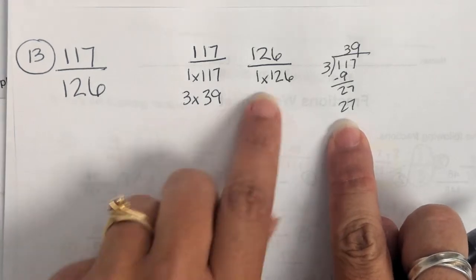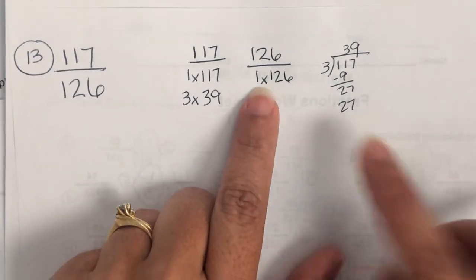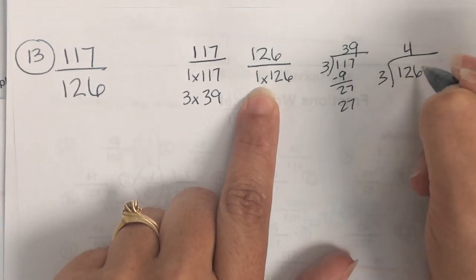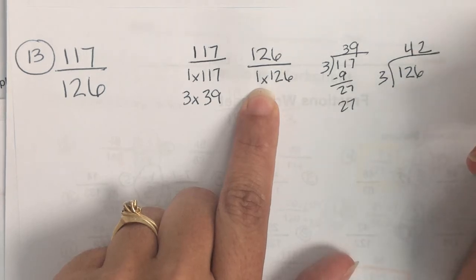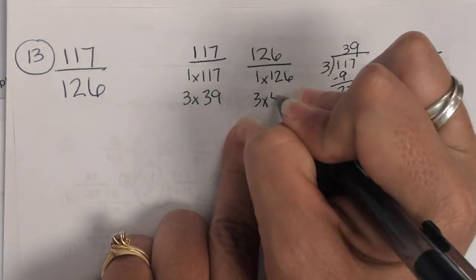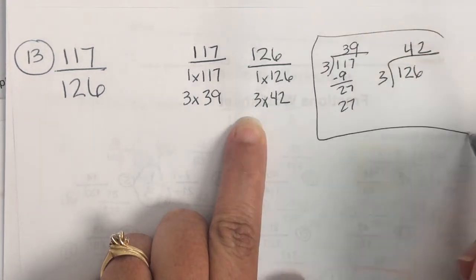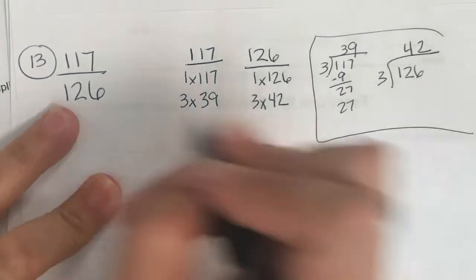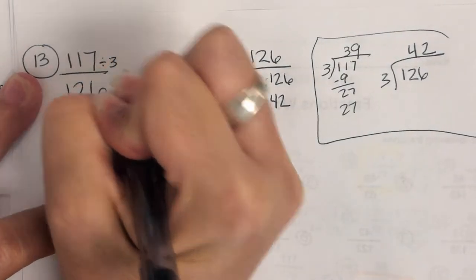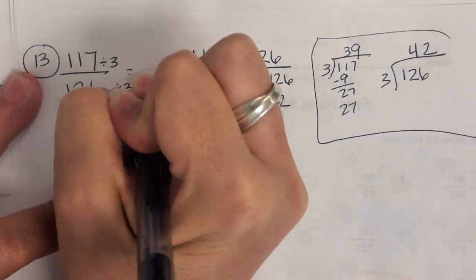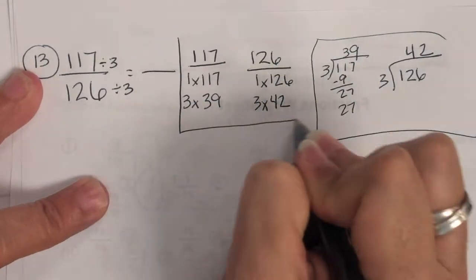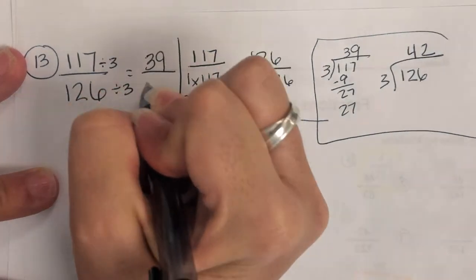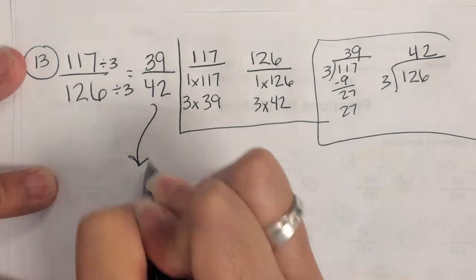Okay, now on this one, 3 worked here. I'm going to see if 3 works here. It'd be 4 and then 2, 42. Yep. So this is 3 times 42. So what you figured out, yes, it took some division, but what you figured out is it's divisible by 3. I take that and block that off now, and I got 39 over 42.